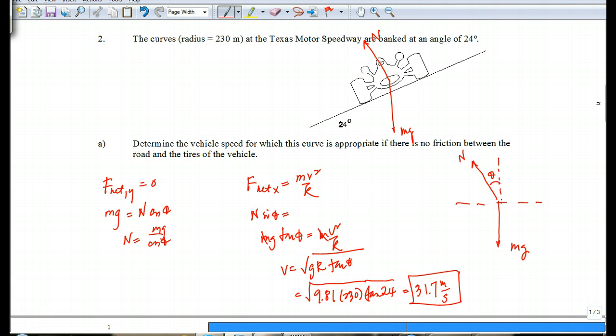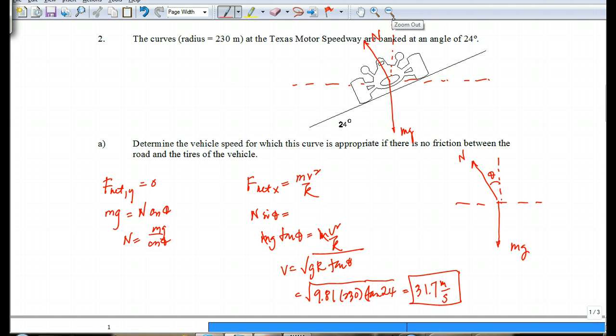In problem 2, we have a car on a 24-degree bank track, traveling in a circular path. For the free body diagram, since there is no friction, the forces are weight downward and the normal force upward. To determine the speed for which this curve is appropriate, the important point here is that since the radial inward direction is along the x-axis, we have to set up our axes x horizontal and y vertical.